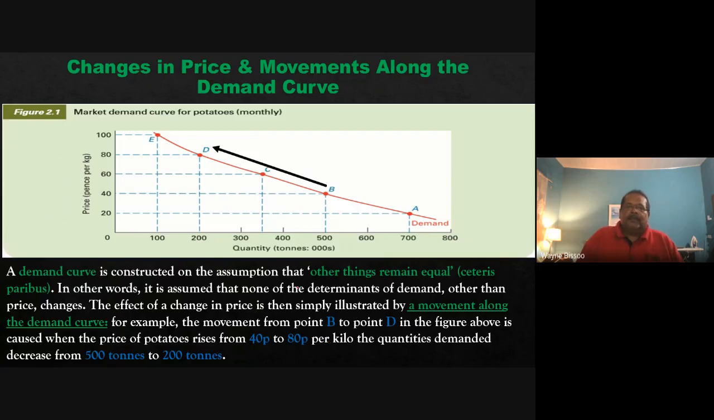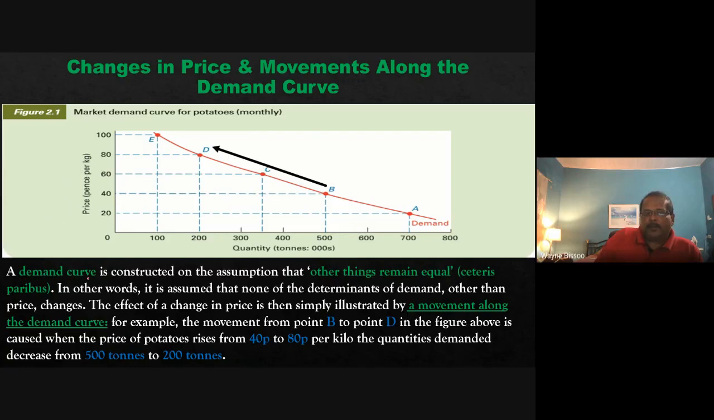So now we come to one of the critical elements. What is causing us to move along these points? The only thing that's causing us to move along these points is that, other things remaining equal, prices are changed. So a demand curve is constructed on the assumption that other things are equal, that's the term ceteris paribus, all right? In other words, it's assuming that none of the other determinants that might affect demand are changing. The only effect that we're looking at here is what happens when prices change. Therefore, when prices change, it causes us to move along the demand curve.